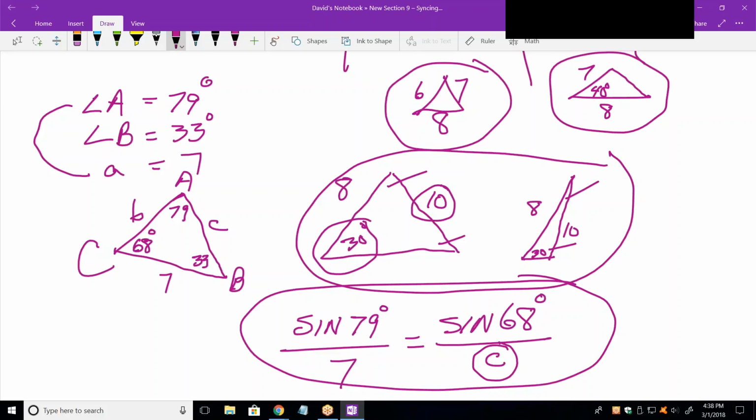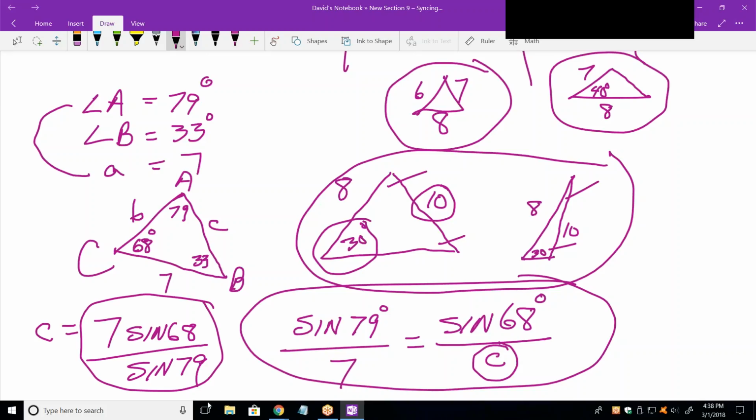Okay. So after I cross multiply and divide, I get c equals 7 sine 68 divided by sine 79. So there's your answer. You can convert that to a decimal, or you could give it as that. That's actually the most precise answer, because sine of 68 gives you an irrational number that you have to round off. Okay. All right, what else you got?